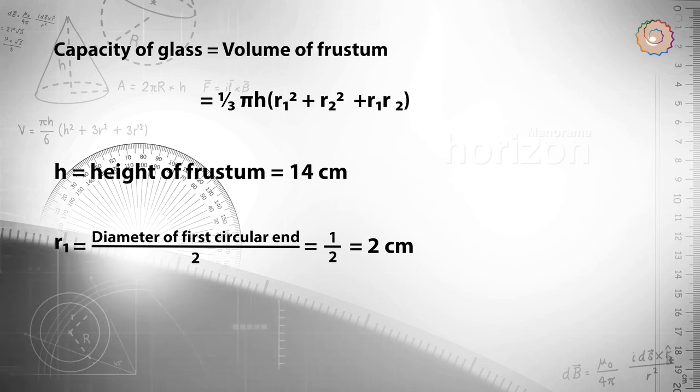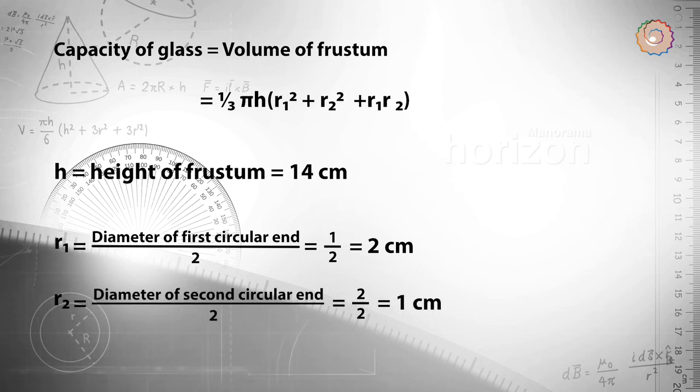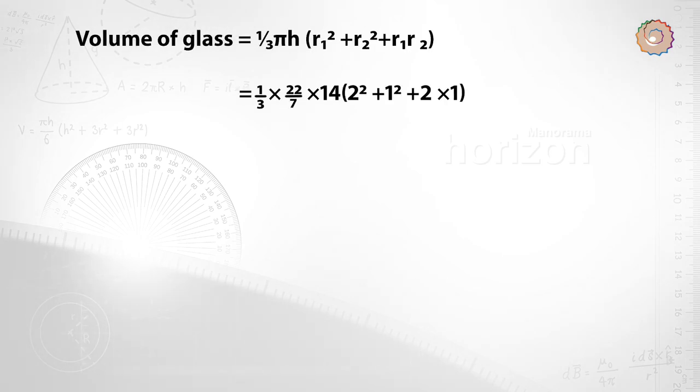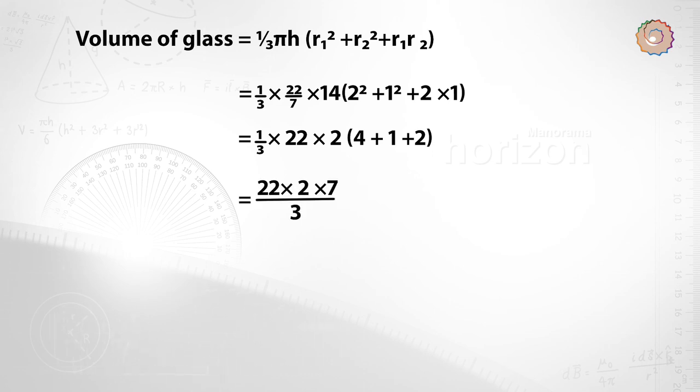The height of the frustum is equal to 14 cm and R1 is equal to the diameter of the first circular end by 2, which is 4 by 2, equal to 2 cm. R2 is equal to the diameter of the second circular end by 2, which is 2 by 2, equal to 1 cm. Now substitute the values in the volume equation and we get 1 by 3 into 22 by 7 into 14 into (2 square plus 1 square plus 2 into 1). Again, 1 by 3 into 22 into 2 into (4 plus 1 plus 2).